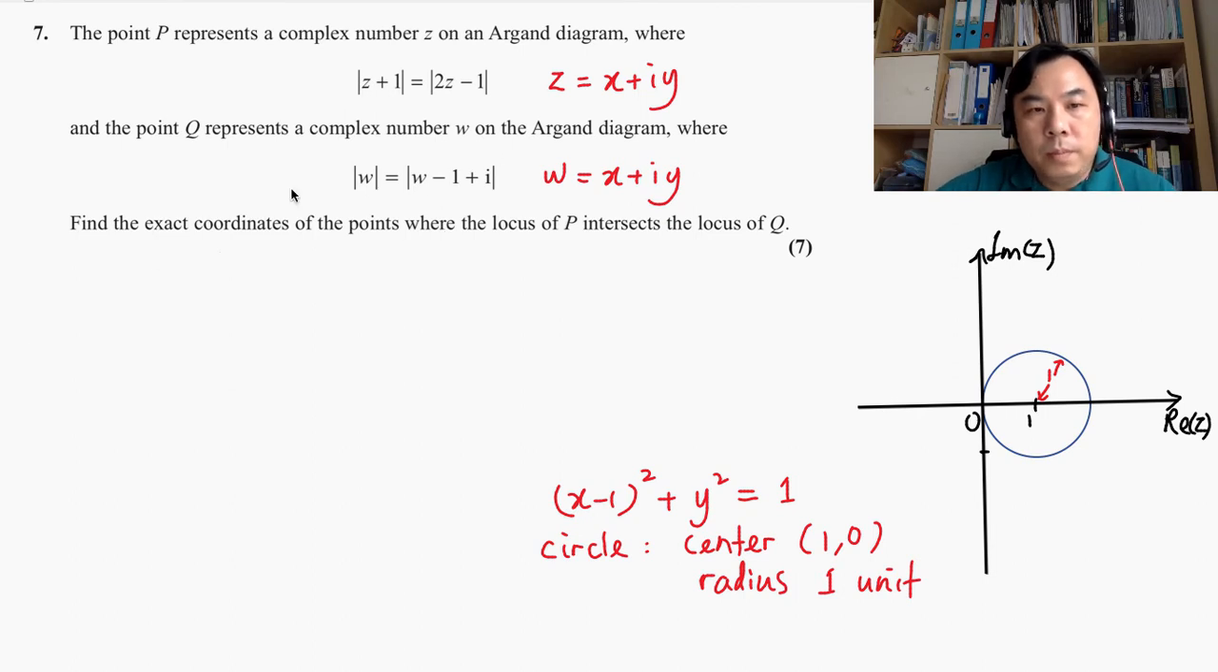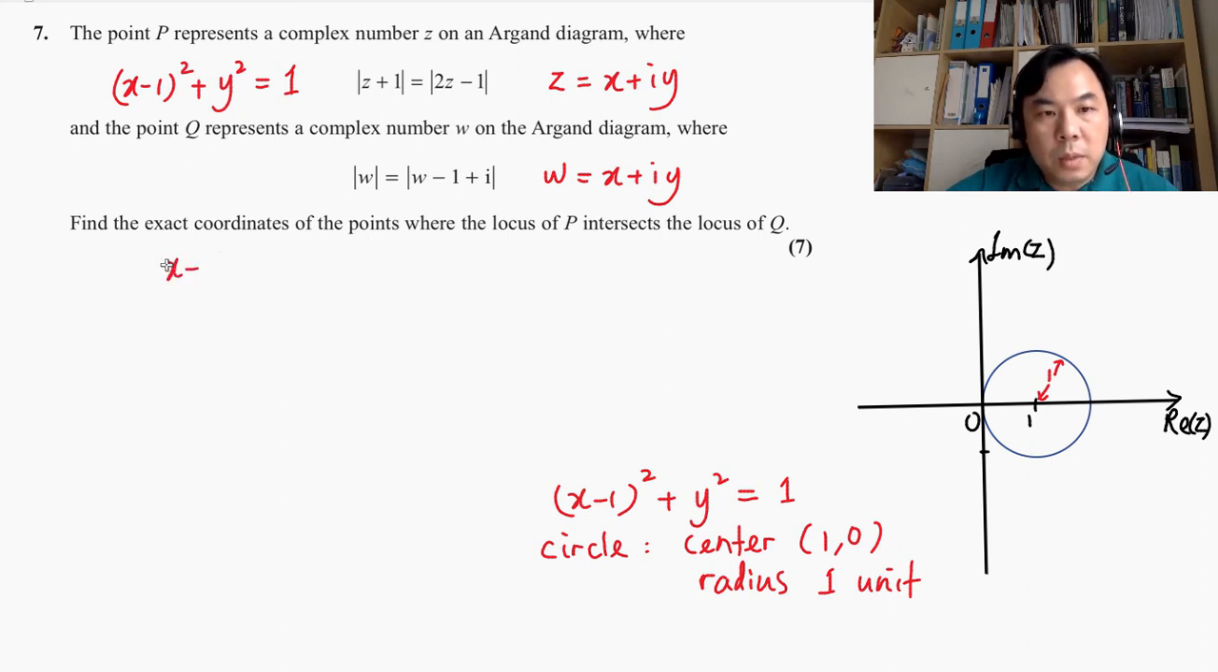Alright, so I'm going to rewrite this equation here. This is actually (x minus 1) squared plus a y squared equal to a 1. Now the second one, we're going to work out the locus for this in terms of Cartesian coordinates that we are more familiar with.